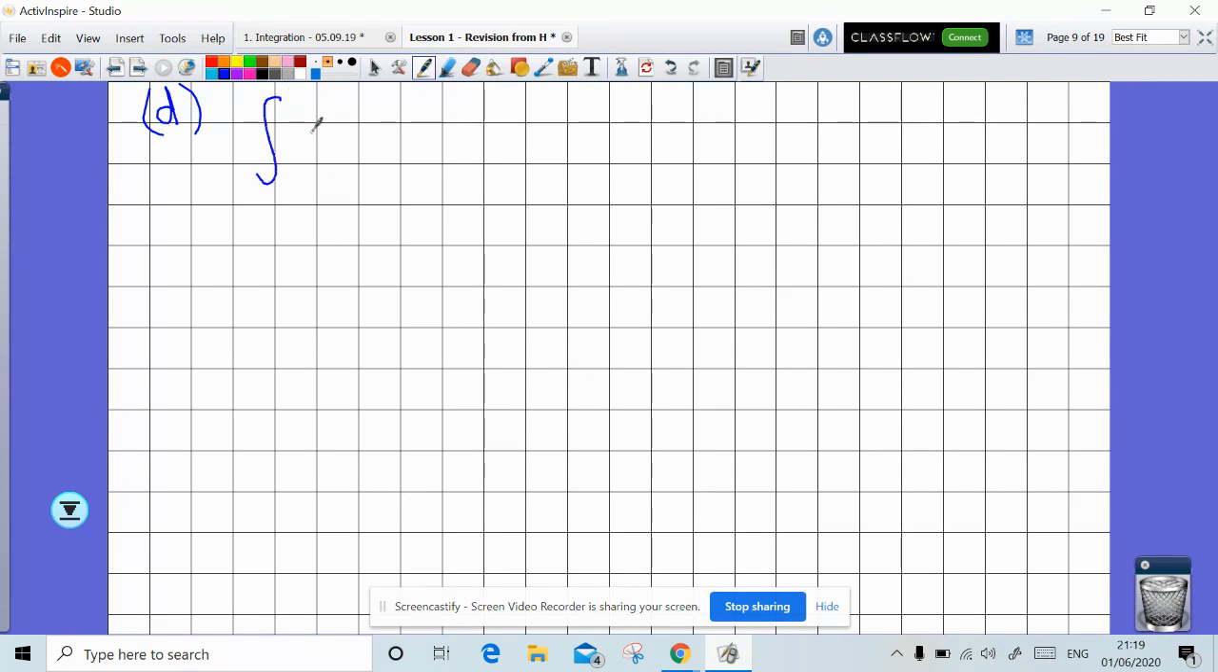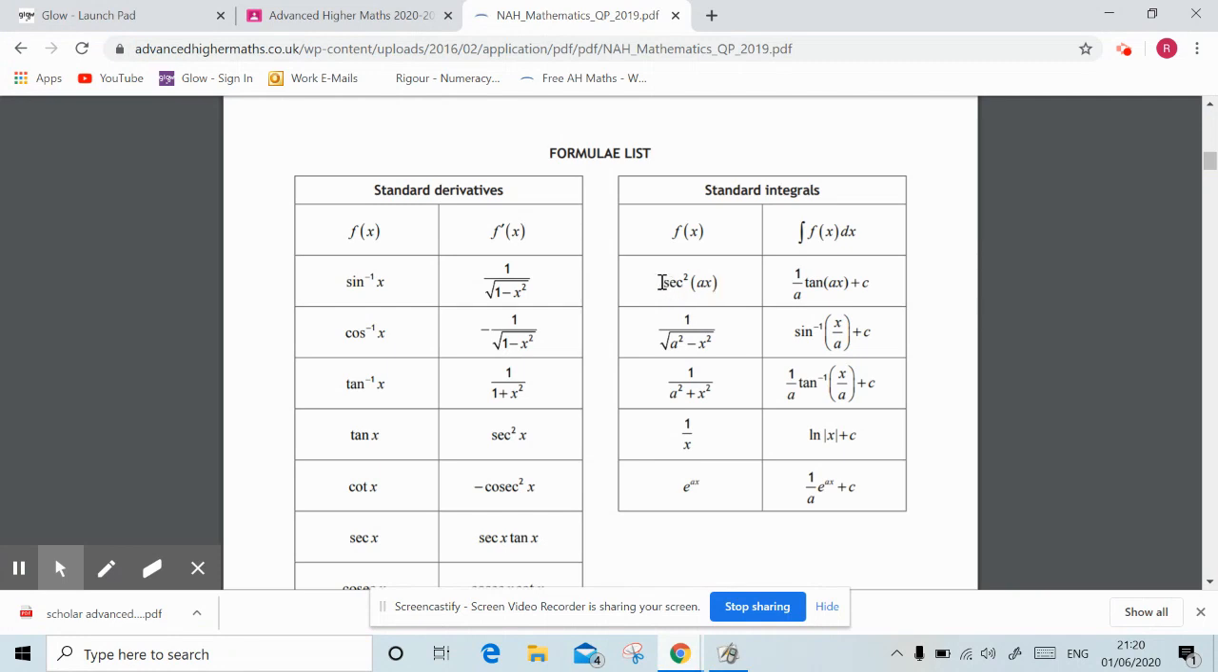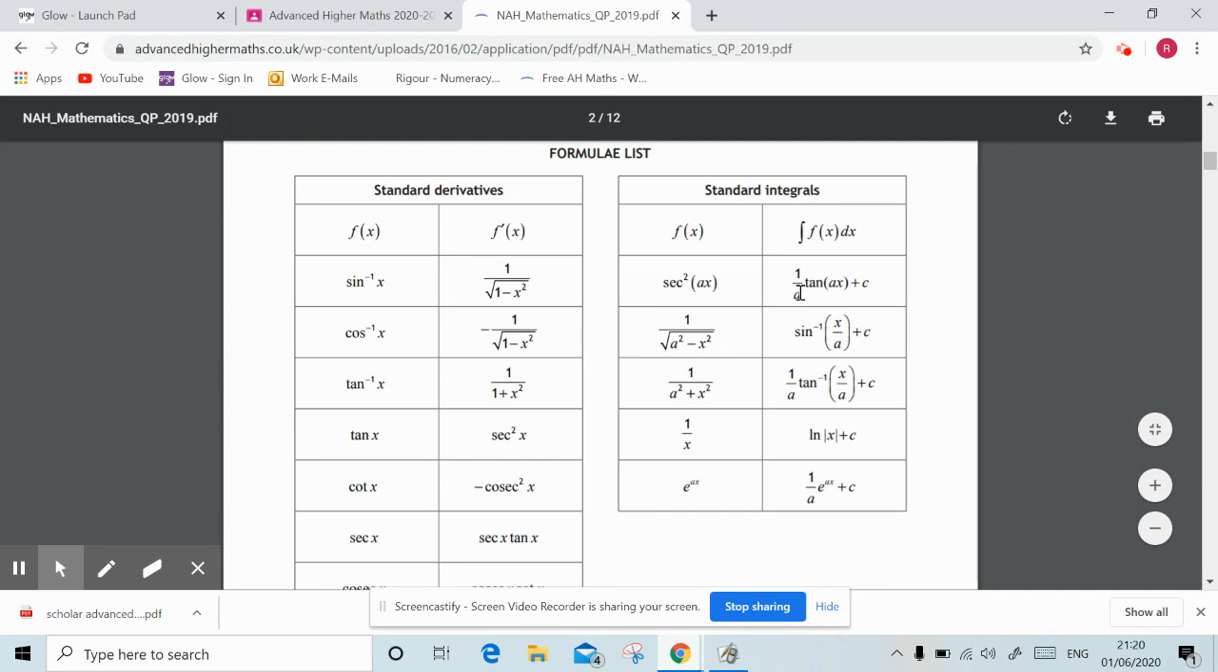It's going to be the integral of 3 sec squared 3x dx. You might be looking at this thinking, oh my god, how on earth do I do that? This is really straightforward, and we're just going to use the formula sheet. So if I bring this back up, we are given the integral of sec squared ax, where a is 3 in this case, and we're told that it's just this. So it's 1 over a, which is 3, tan of 3x plus c. So it's reading the formula sheet exactly how I've got it.